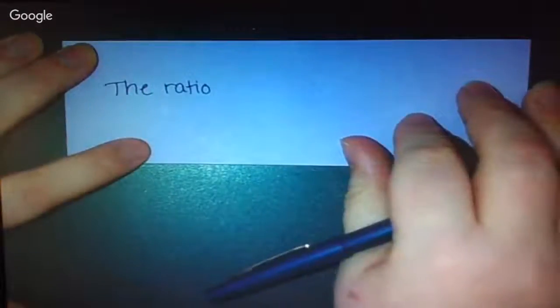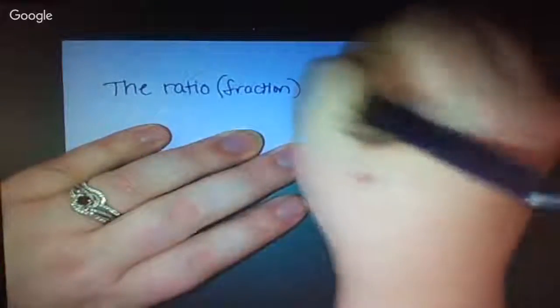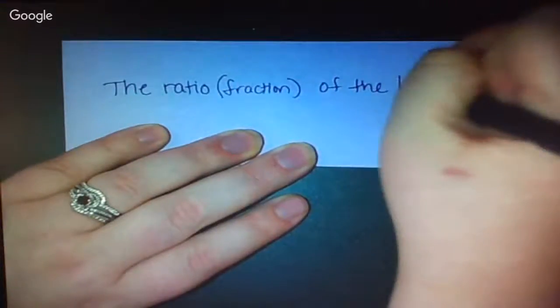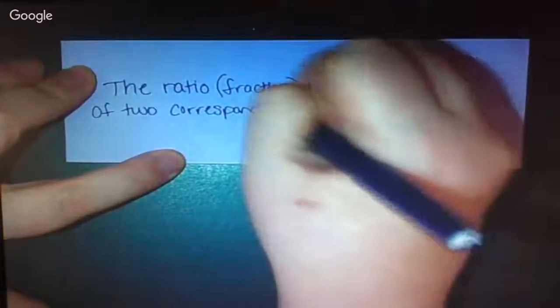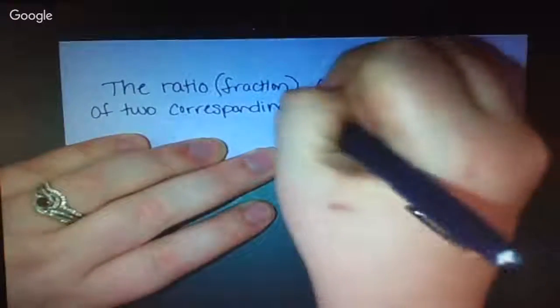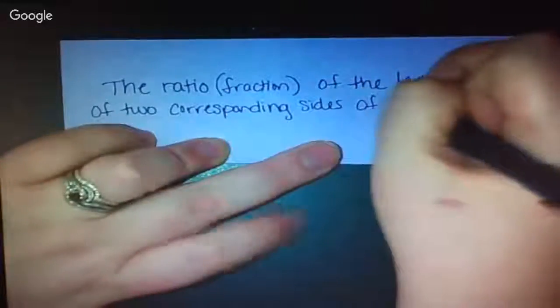Okay, your second largest rectangle. Find your second largest rectangle. The definition on the inside of this is the ratio. What does it mean to be a ratio? A fraction. The ratio of the lengths of two corresponding sides of two similar polygons.